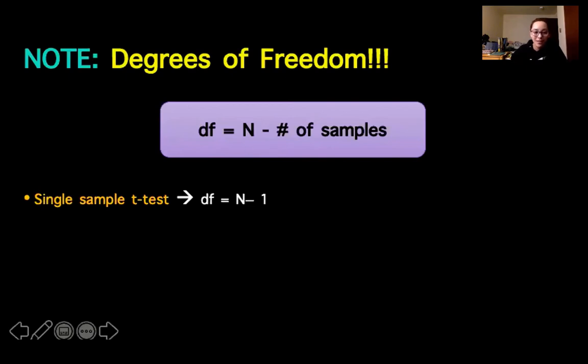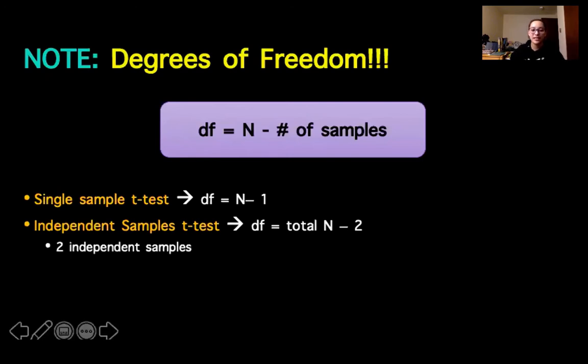So if you've got a single sample t-test, your degrees of freedom are n minus 1. That should make sense because you only have one sample, right? If you have an independent samples t-test, you have two independent samples. That means two samples total. So you would take the total sample size, meaning you sum the two samples together. So if I had 10 people and 10 people, my total sample or total n would be 20 because I add those two together. And then I subtract the number of samples that I've collected from, which would be 2.